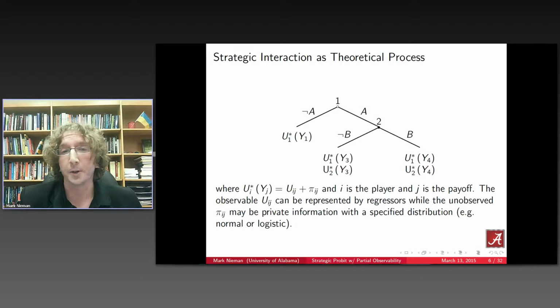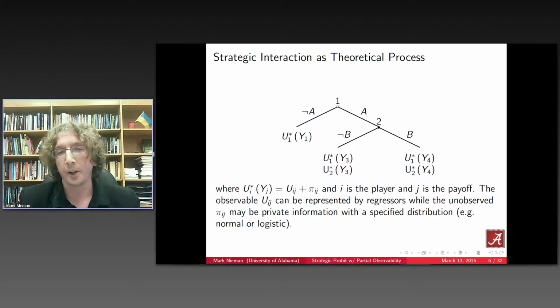They're going to choose B or not B. So we can think of this as each player having utilities on each potential outcome. In the choice of player 1, their expected utility of action A is going to depend on the probability of what player 2 is going to do.